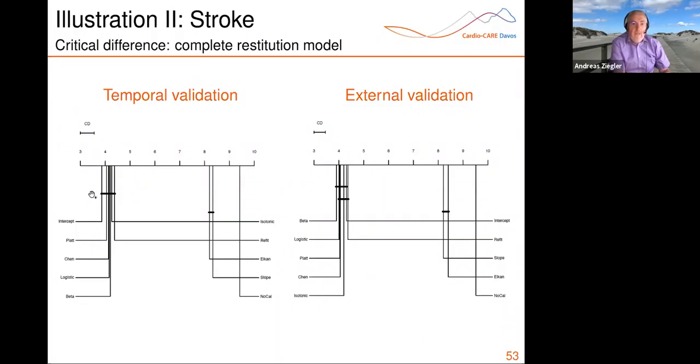But you see a clear homogeneous group, and you can see that Elkan and slope calibration as well as no calibration don't perform well, and the results are relatively similar when you move on. When you move on to the external validation data, it is the same three machines that don't perform well.